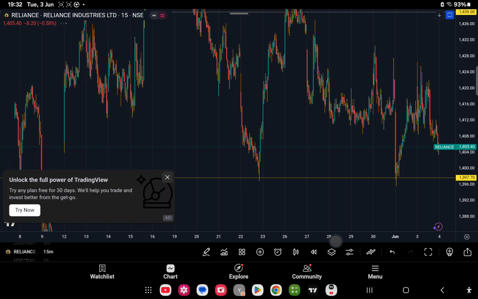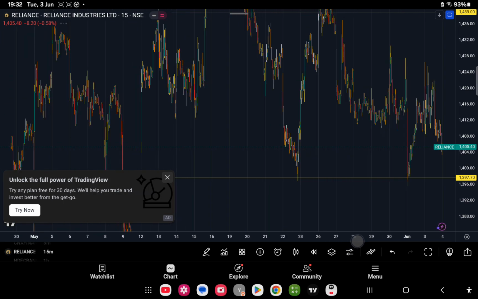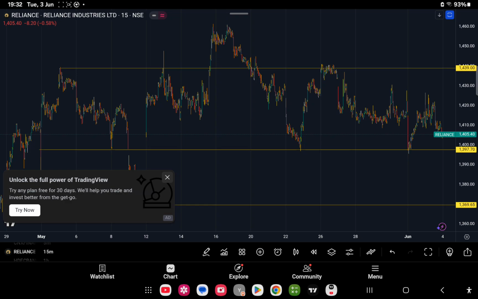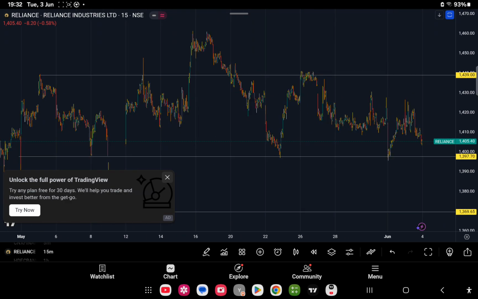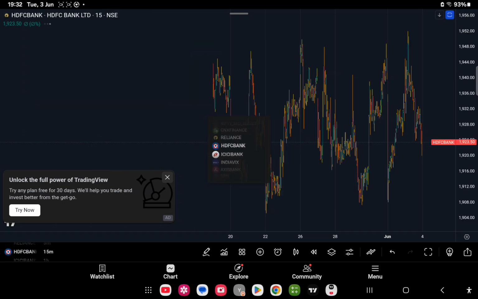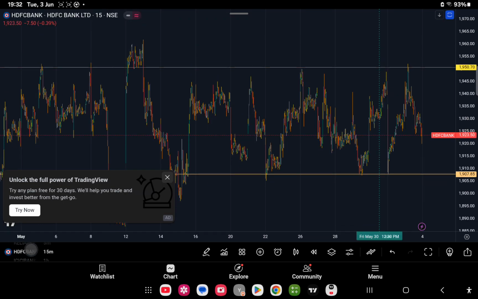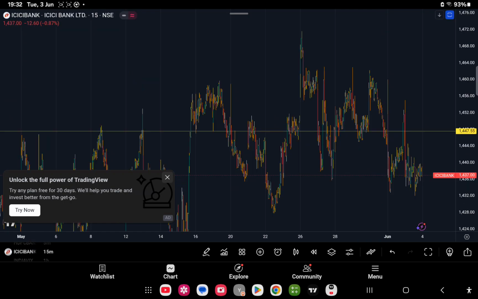Okay, we'll start with May itself, because May was a huge sideways day with no news, as you could see, just SL hunting. And still in this June also, it is inside the May range. So this is support and this is resistance. You see here nothing much of a move in Reliance. The same pattern is repeated in HDFC Bank, as you could see. From the May month, it's sitting inside the range, collecting the SL.